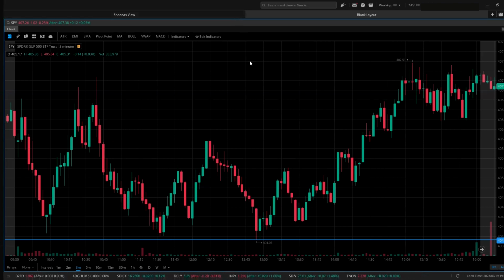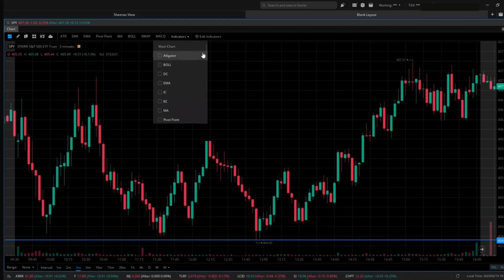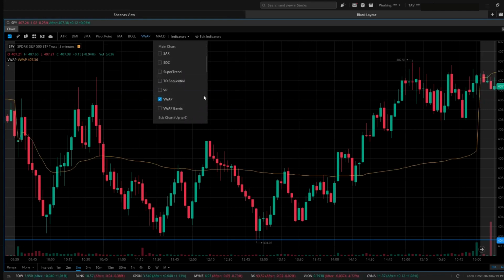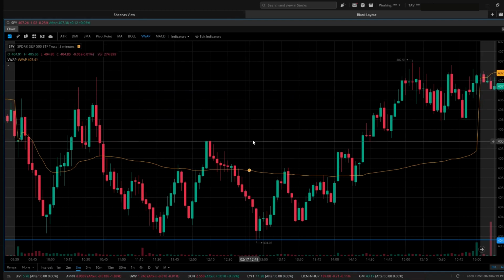So let's first start off. We're in Webull, and we're going to go ahead and add the indicator to our chart. I'm going to go up to indicators here, and I already have it in my list. I'm just going to go ahead and check VWAP, however you want to pronounce it, and you'll see a line pops up on the chart. We're looking at the SPY.